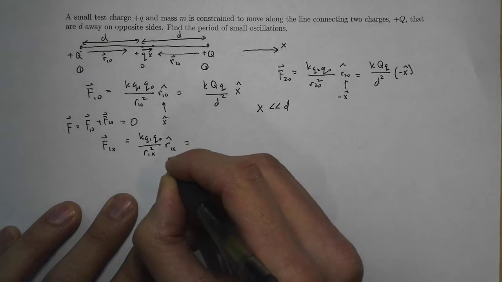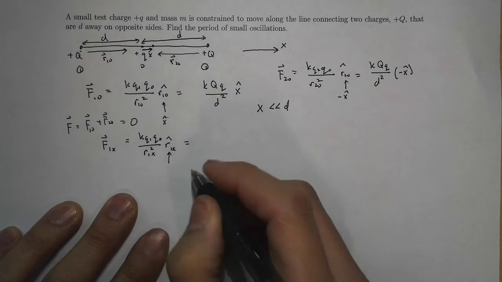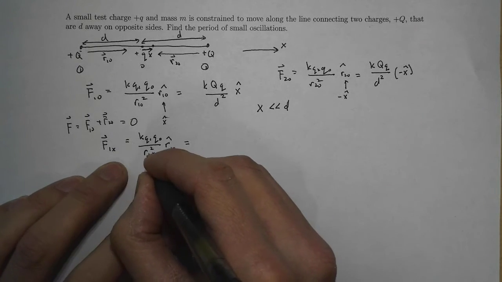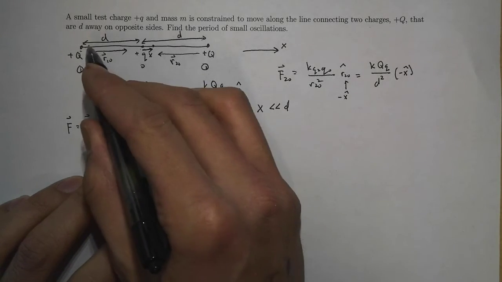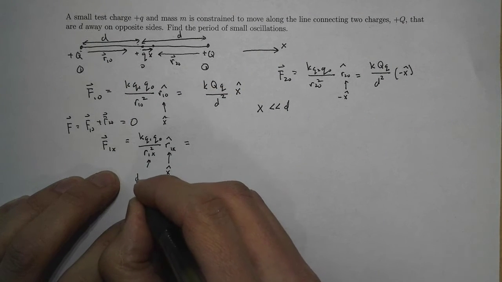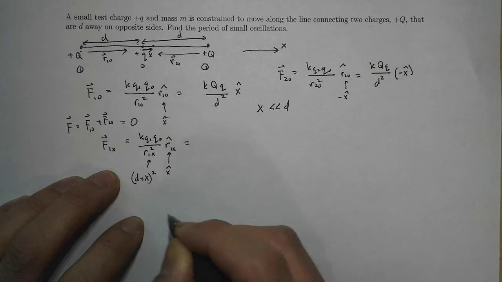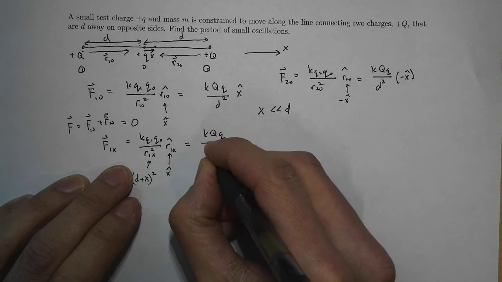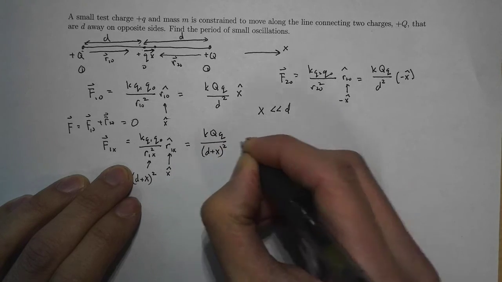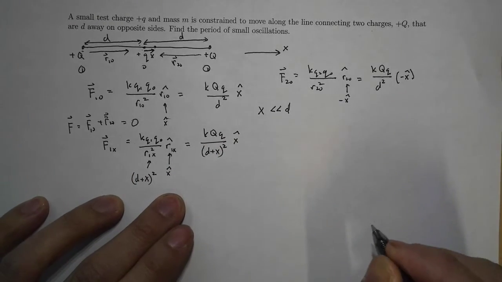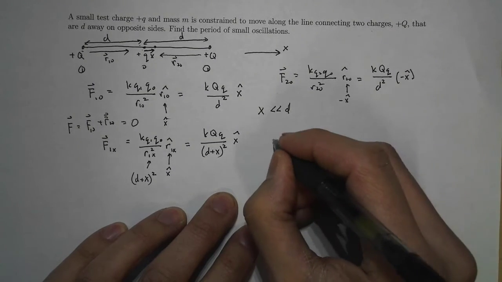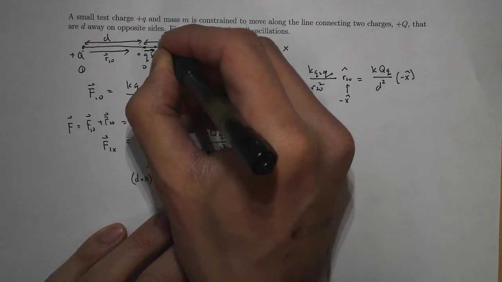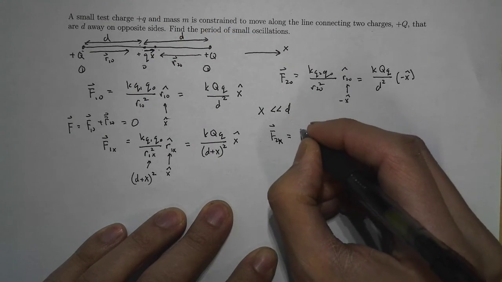All right. Now this stays the same. It's still in the same direction, so this would again be x hat. But this is a little different. This goes from d to d plus x. So it's d plus x squared. So if we put this together, this would be k Q q over d plus x squared in the x hat direction. Okay. Now we do this for F2 at x.